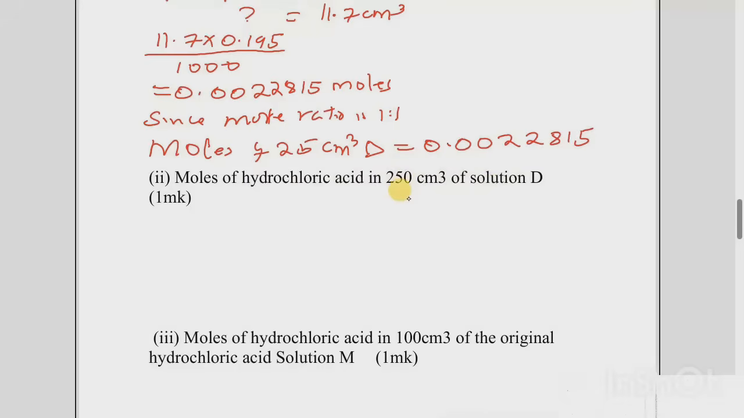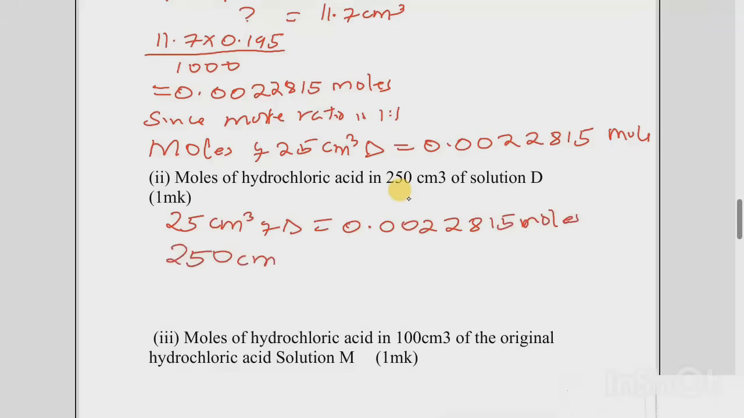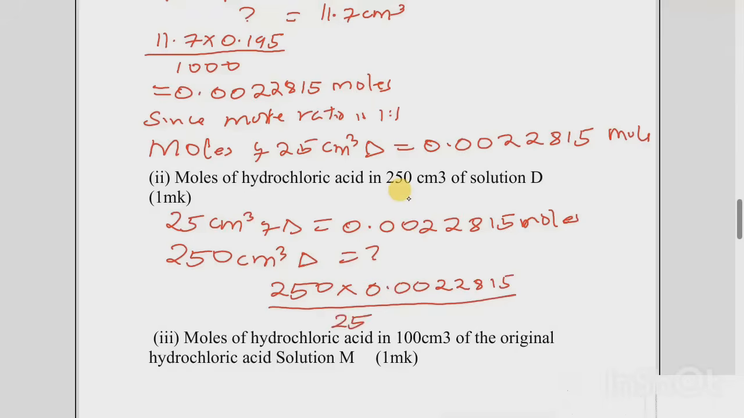So this is simple now. We have the moles in 25 cm³ of D, so we will get to 250. That one is very simple. We will say 25 cm³ of D contains 0.0022815 moles. We will simply ask how many moles 250 cm³ of solution D will contain: 250 times 0.0022815, divided by 25, and this gives us 0.022815 moles. So this is the number of moles in 250 cm³.